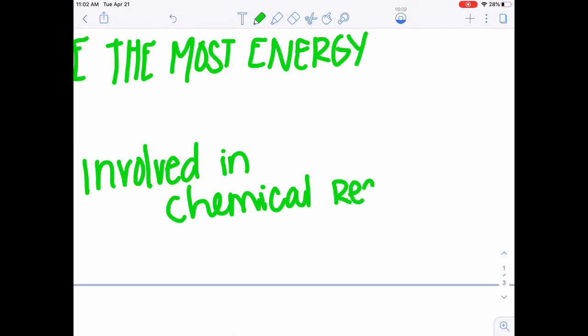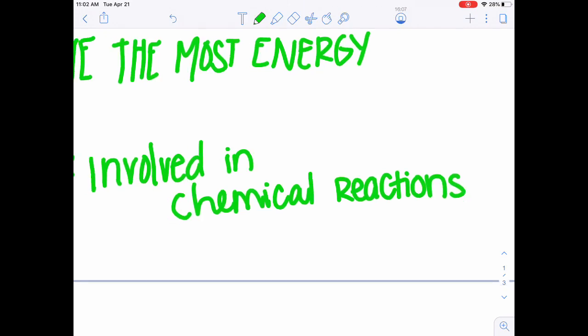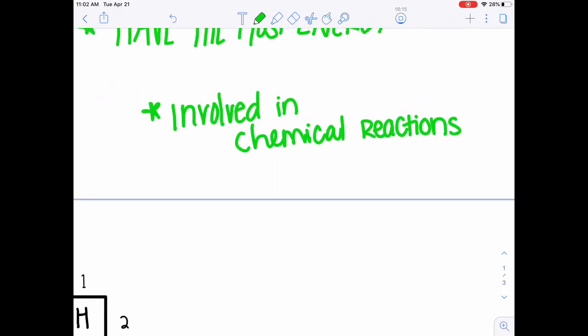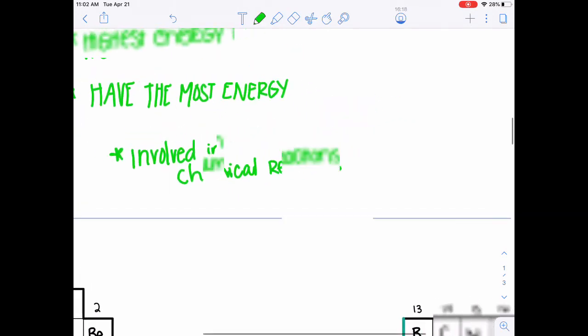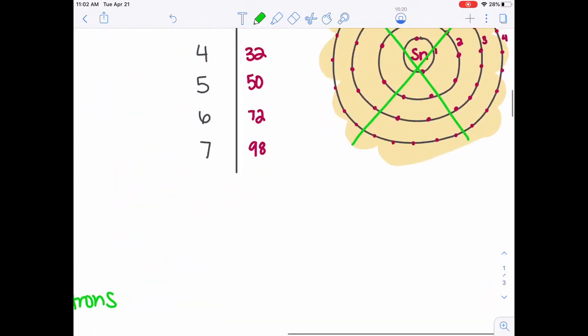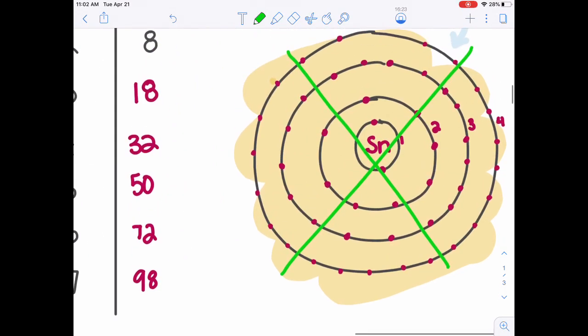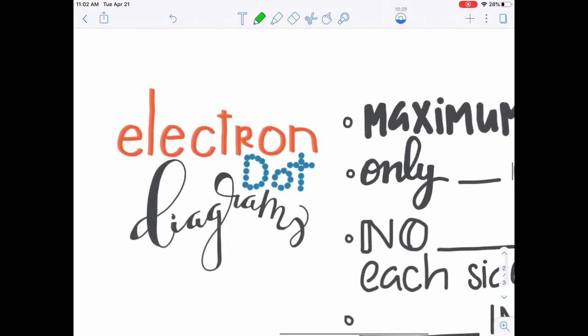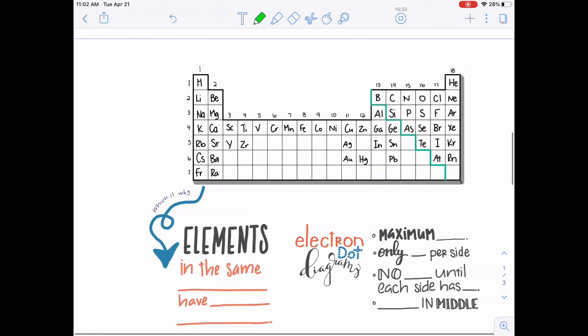The inner electrons do not get very much action. They don't really go anywhere. They don't do a lot of changing. We're really, really concerned with the outermost electrons, which we call the valence electrons. So we take this big kind of messy diagram that I have drawn here, and we simplify it into these guys, what we call electron dot diagrams. And it is all tied together on the periodic table.